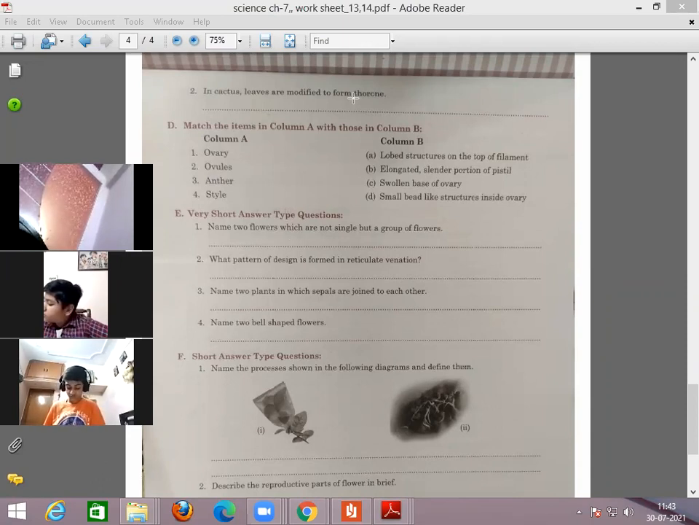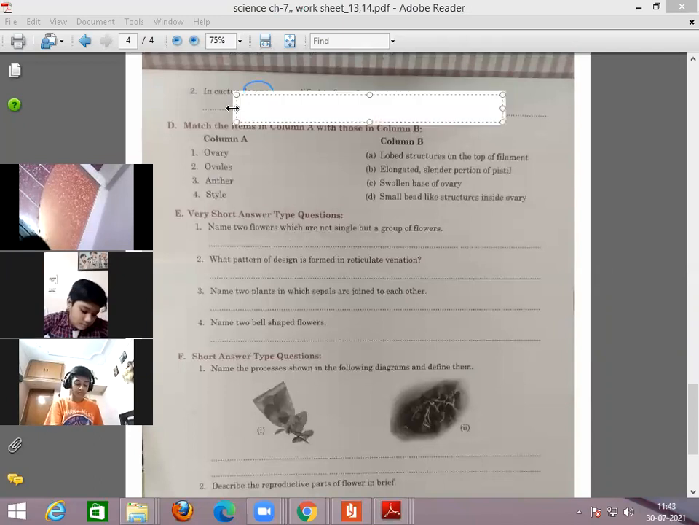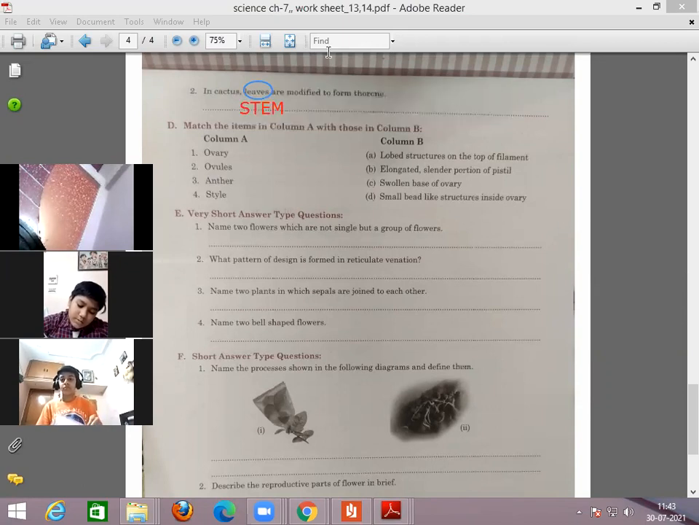Is it correct or not? So instead of leaves, what can be there? Stem. Ma'am, stems. It can be stem.